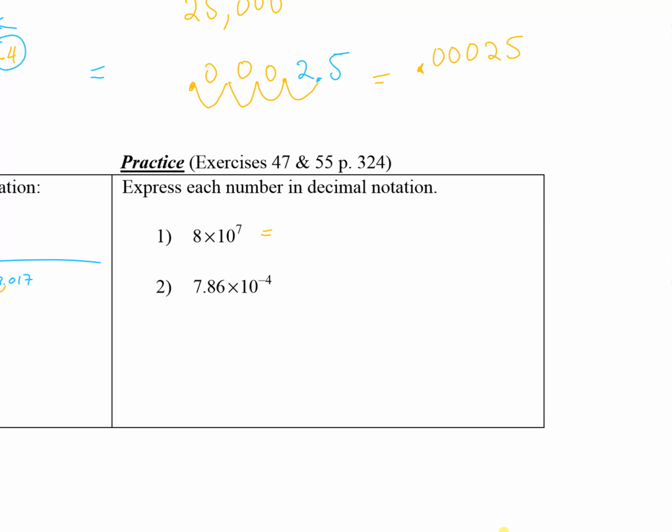All right, let's look at number 1. We have to do this one. So we're going to take 8 times 10 to the 7th. That means we're going to move the decimal 7 times to the right since it's positive. So, where's the decimal? The decimal is right there, right after the 8. So we're going to move it 7 times. Ready? 1, 2, 3, 4, 5, 6, 7. We put 0, 0, 0, 0, 0, 0, 0. 1, 2, 3, comma, 1, 2, 3, comma. So it's 80 million.